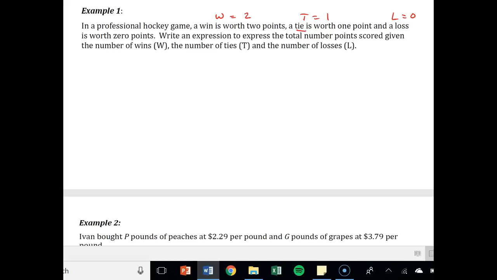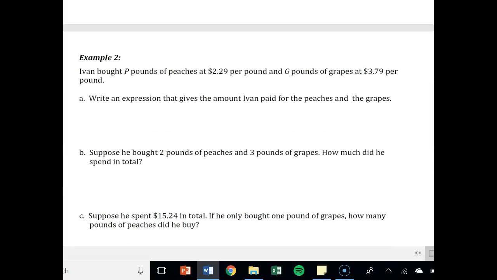So basically, all you would have to do is write this expression. You could say 2W, so however many wins you have times 2, plus T. You don't have to say 1T. If you wanted to say 1T, that would be fine. And you don't have to even say L. I mean, you could put plus 0 times L, right? But that's always just going to be 0. So really, the expression is just 2W plus T, which will equal the total amount of points a hockey team gets in a season. Right?